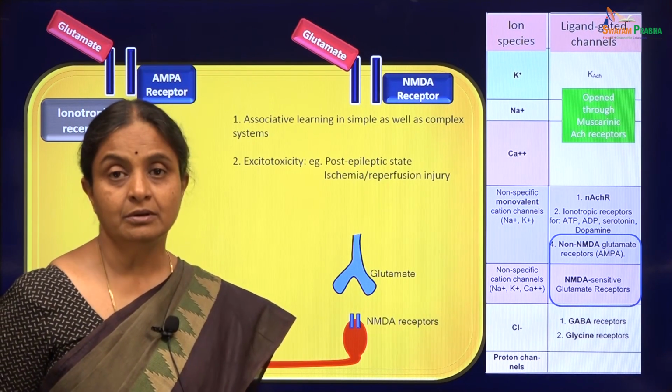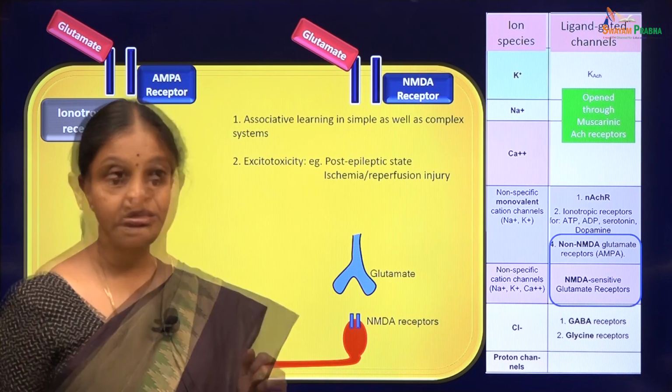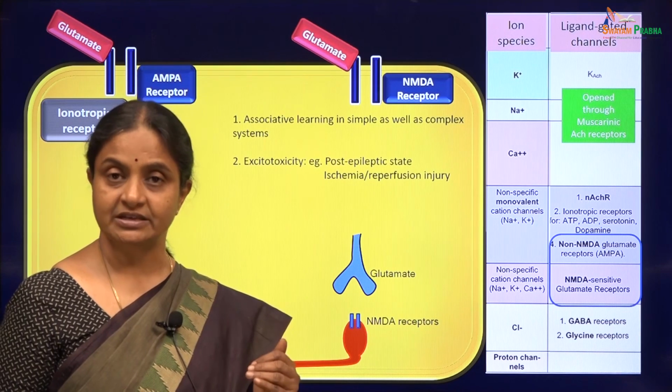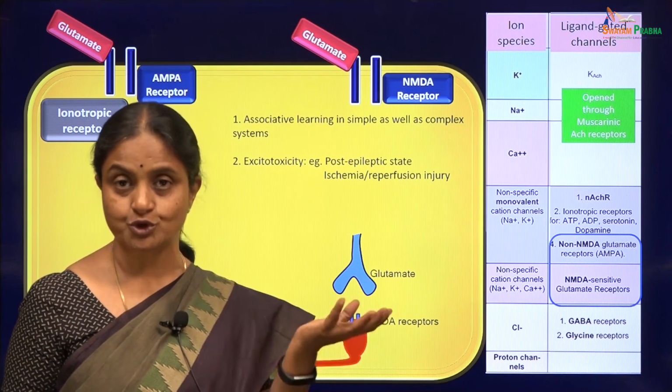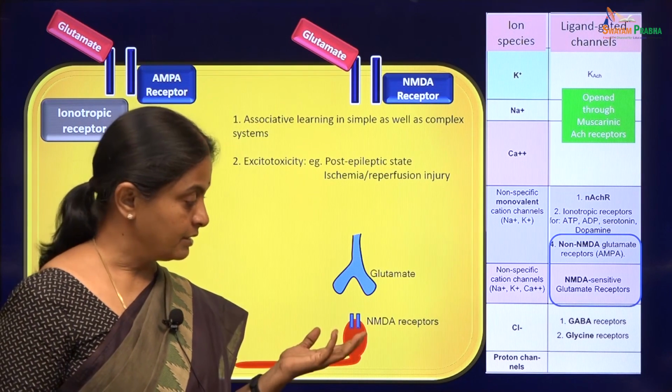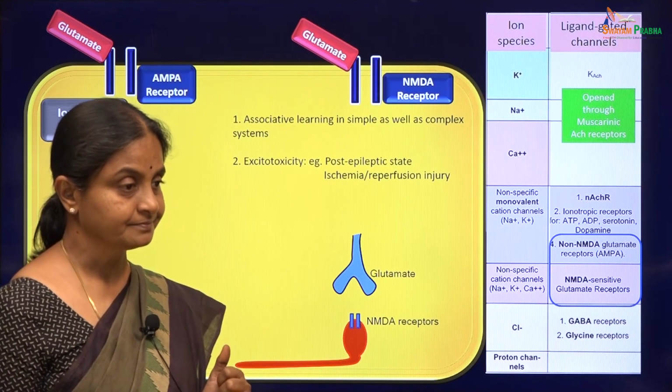Another example of excitotoxicity is what is called ischemia reperfusion injury. Ischemia is a state where there is reduced blood supply to the brain, and subsequently when there is reperfusion, NMDA receptors may be overactive and cause toxicity.